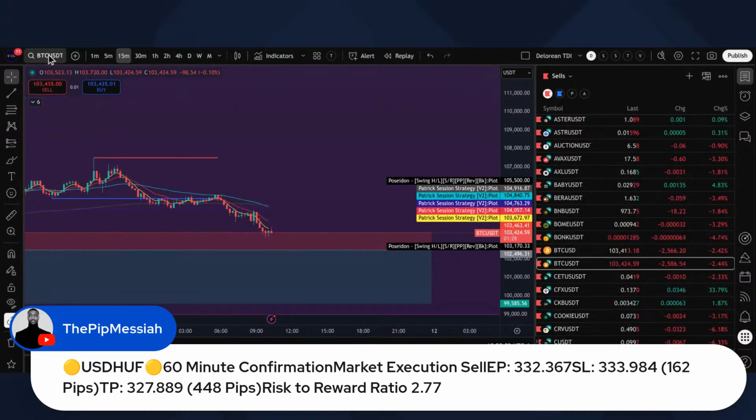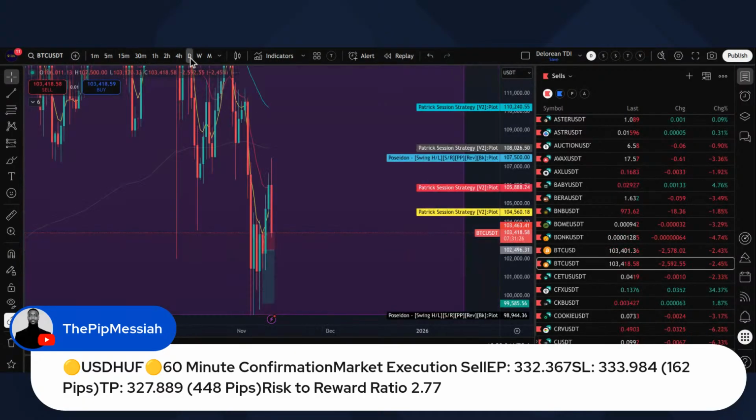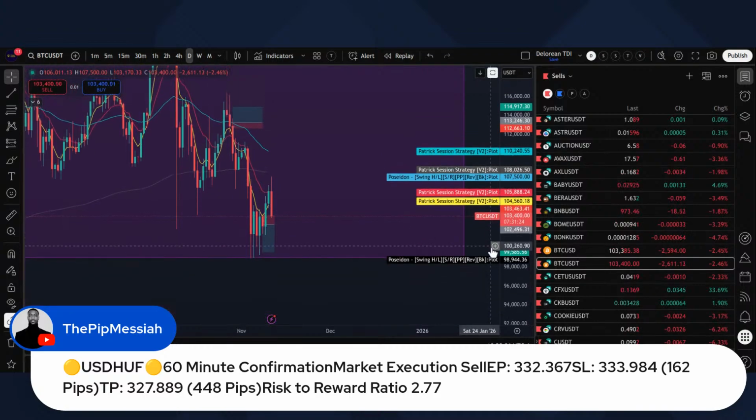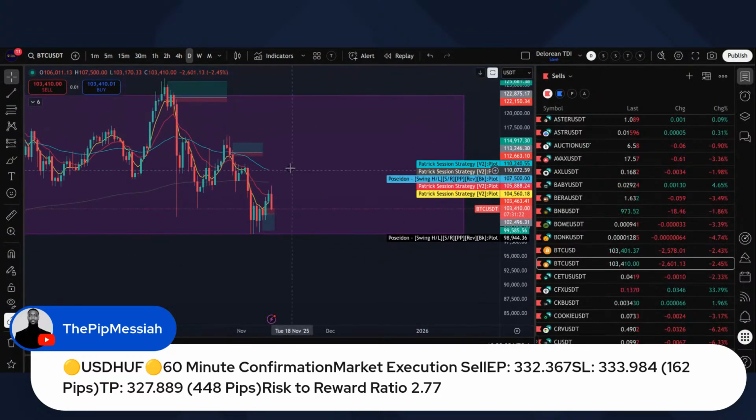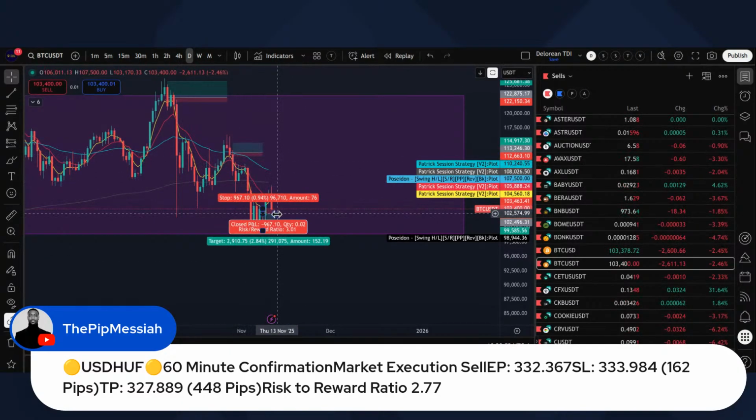Case in point, Bitcoin versus Tether. We go up to the daily. You see an ever increasing smaller amount of space between the 50 and the 200 EMA. If these cross, you're heading towards a sell-off. And you already have price below the 200 EMA on the daily. This is going to dump off.